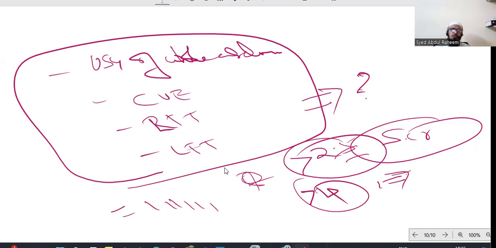How can you differentiate? I told you that. We'll discuss chronic renal failure tomorrow. After that, we will discuss treatment. What are the treatment types? We'll discuss tomorrow.